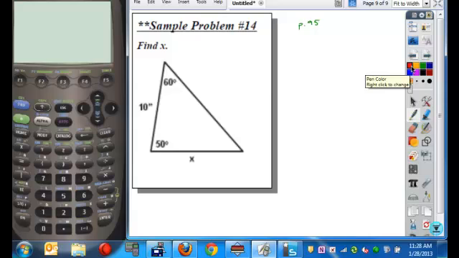Let's kind of talk through this here really quickly. So as you look at this, the pattern of information, you're given two angles and the side between them. So two angles and the side between, ASA, identifies that you're going to use the law of sines in order to find the pieces of information.